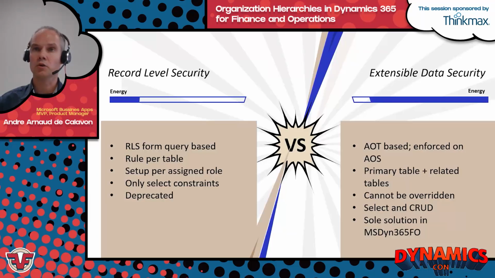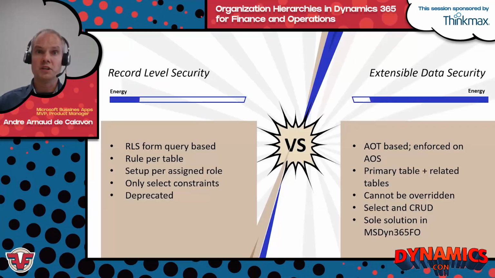If you look at the emoji, you already see my opinion that I don't like record level security anymore, but I fully support extensible data security. The record level security was a form-based query, so it was only enforced on the forms, but not on all data access in the system, whereas extensible data security is enforced on all data actions in the system. You had to set up a rule per table for record level security, whereas with extensible data security, also short XDS, you can define a policy with just one primary table but multiple related tables. So you can set up just one policy rule, which will have an effect on multiple tables directly.